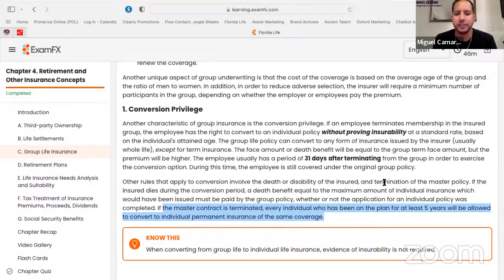This is not going to be on the exam, but most jobs only offer 1 to 5 times your salary. And then sometimes some employers will offer you to buy more coverage, but it's generally on your own dime, not theirs.